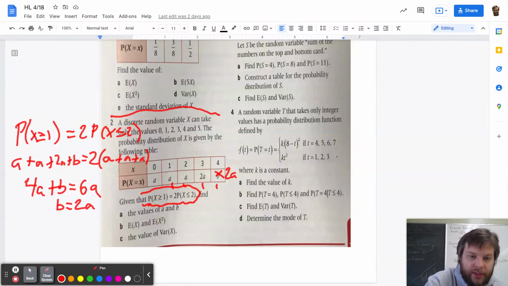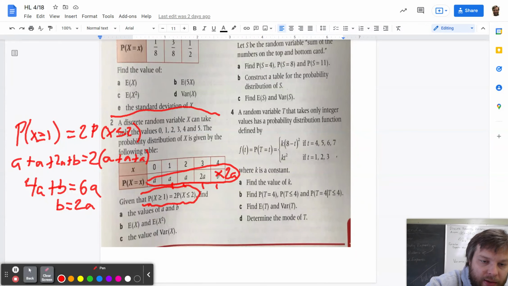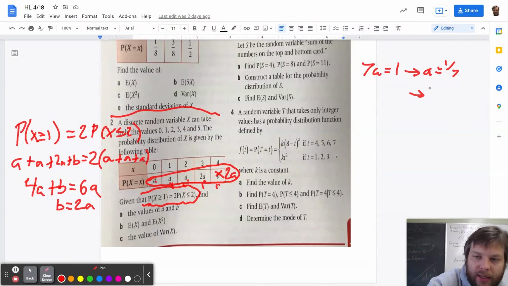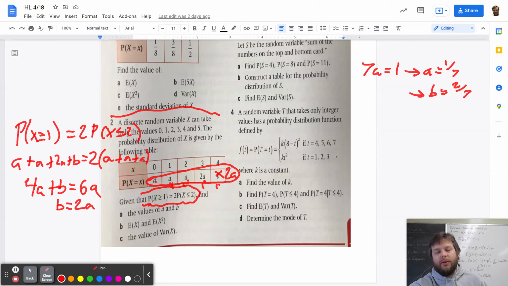Now we also know that it's a probability distribution, so if you add up all of the probabilities, it needs to equal 1. So let's count up how many we have. We have 1, 2, 3, 4, 5, 6, 7. So 7a equals 1, implying that a equals 1/7, and also implying that b, because it's 2a, is 2/7. To double check that that really adds up, 1, 2, 3, 4, 5, 6, 7 seems to be good.